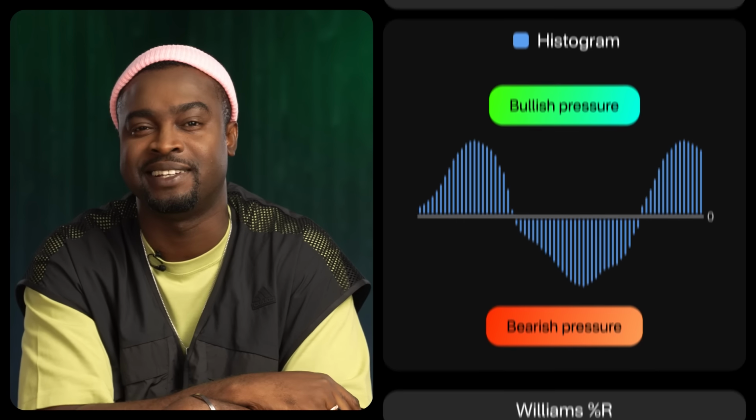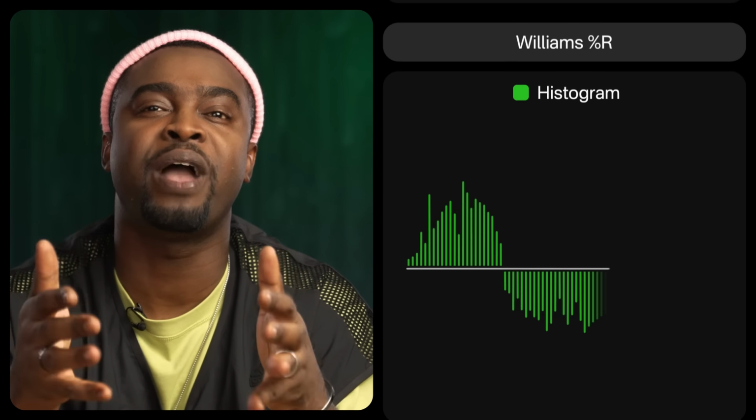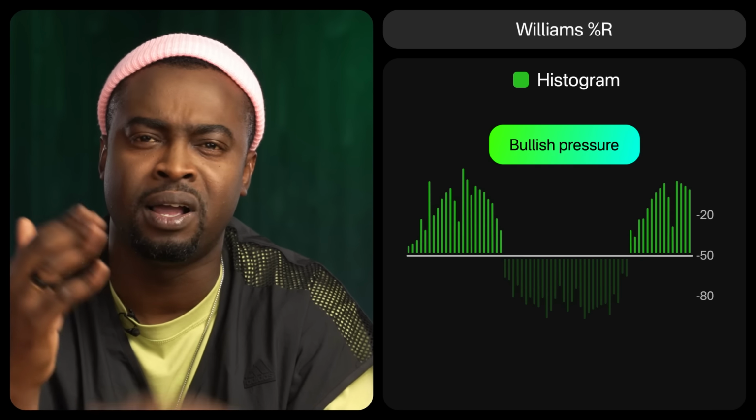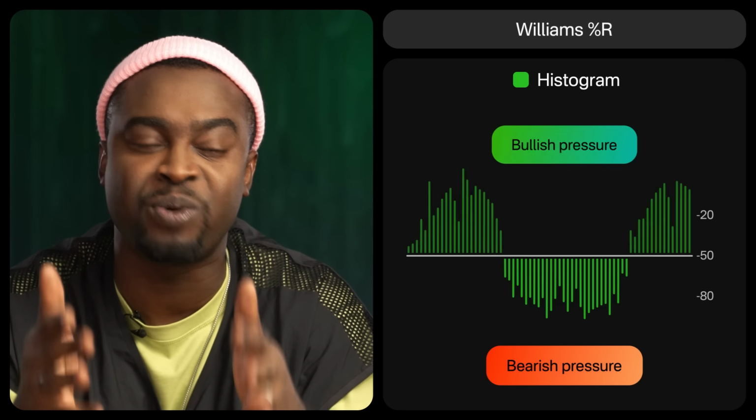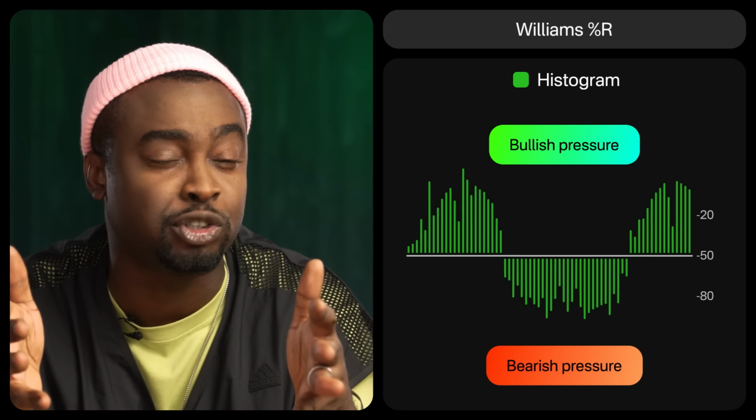Simple as that. The Williams percentage R shows where price is positioned inside the current range. It moves between 0 and 100. But for the purpose of this strategy, the important level is 50. Williams percentage R above 50 represents bullish pressure, while below 50 represents bearish pressure. This indicates whether buyers or sellers are currently in control.